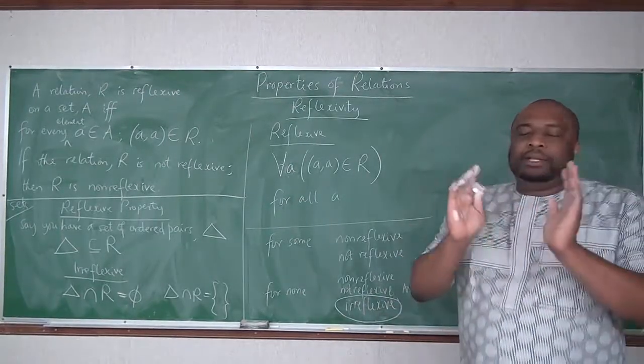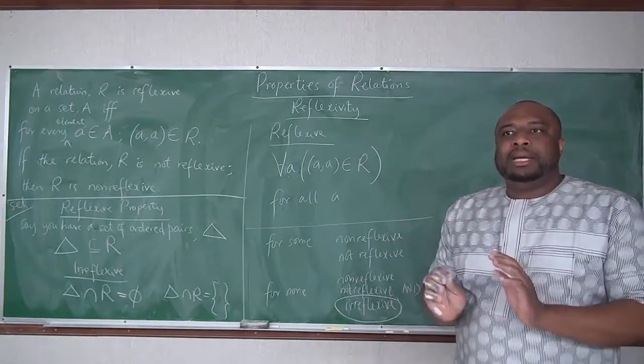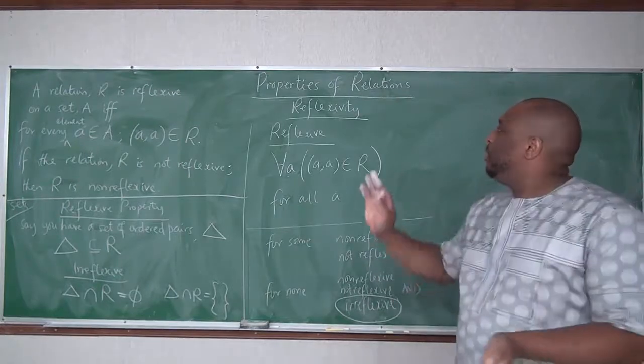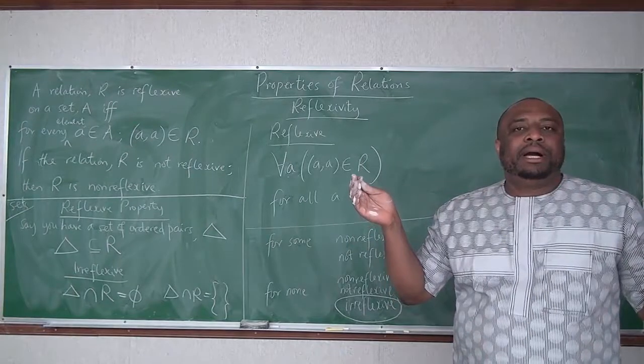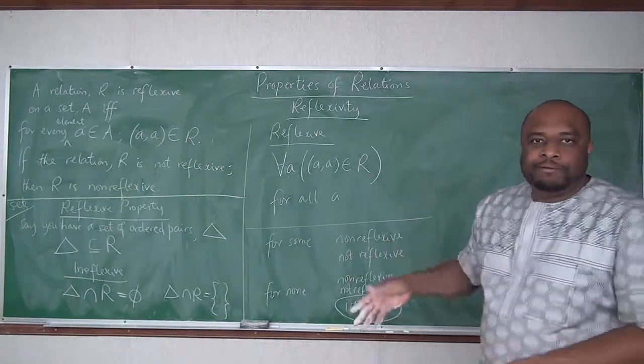All right. Now, let's look at some examples, and then let's talk about the matrix representation of the reflexive property, and also the digraph representation of the reflexive property.